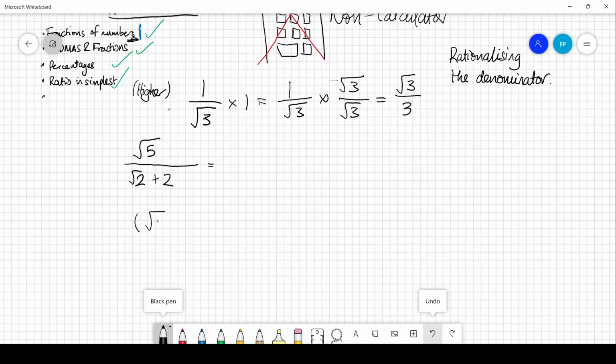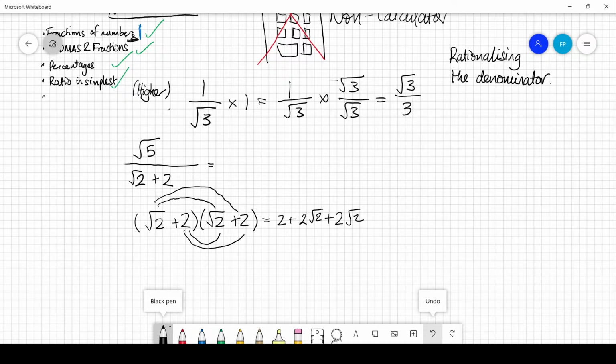So if we try that, the square root of 2 plus 2, and multiply it by itself, the square root of 2 plus 2, when we use FOIL to expand these brackets, we get 2. So that's the first. If we do the outside now, we get 2 root 2. And we do the inside, we get 2 root 2. And then the last, we get 4. So at the end, we get 6 plus 4 root 2. So we haven't got rid of that square root, the pesky square root.